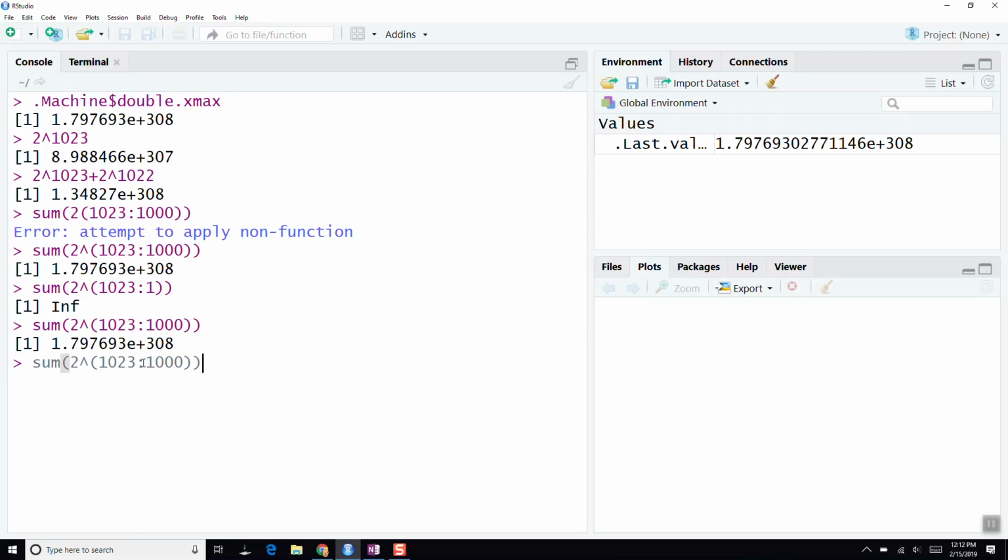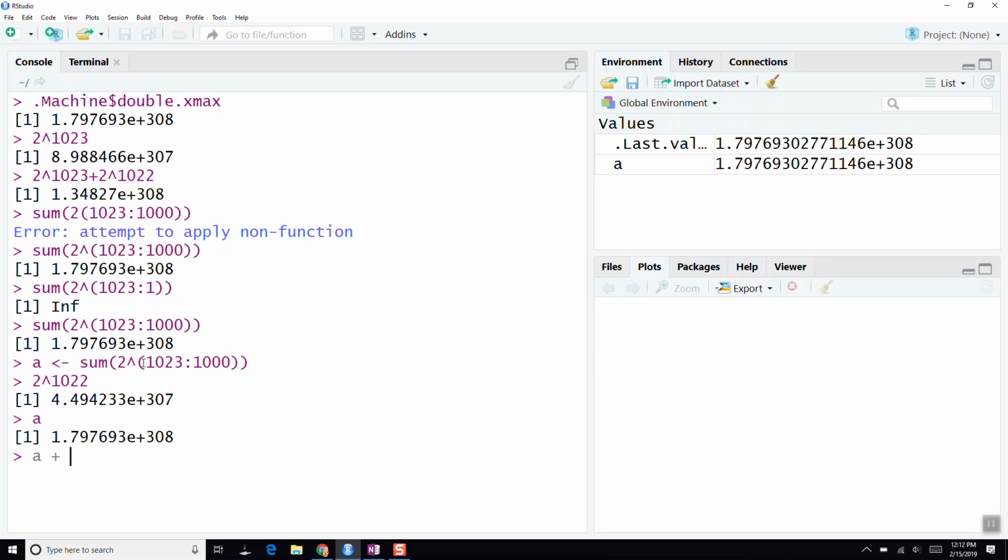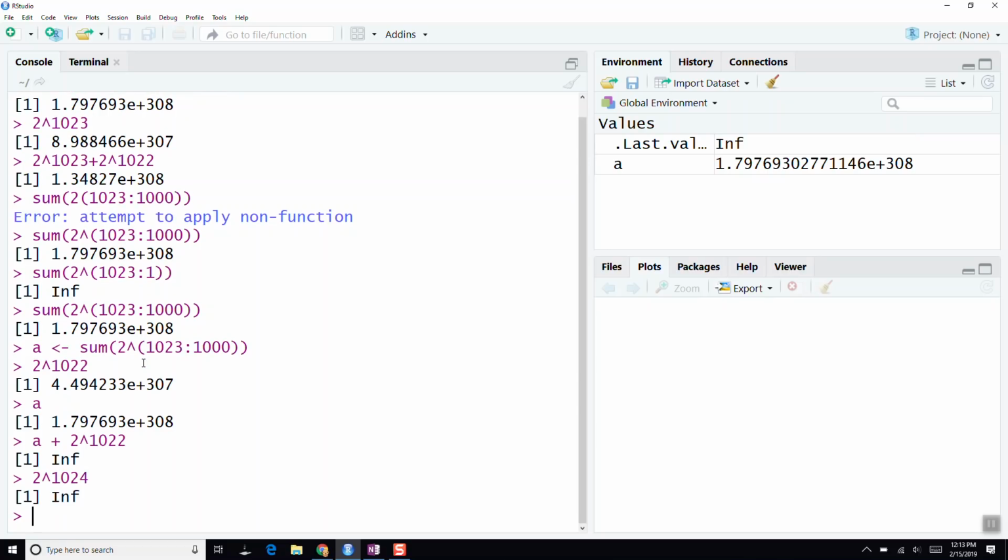If I say this is going to be the value a, and I say a plus 2 times 10 to the 22. Because it can tell me what 2 times 10 to the 22 is, and it can tell me what a is. But if I ask what is a plus 2 times 10 to the 22, it tells me it's infinity, because I've hit the maximum value I can represent. If I try to do 2 to the 1024, it blows up and says that's infinity.